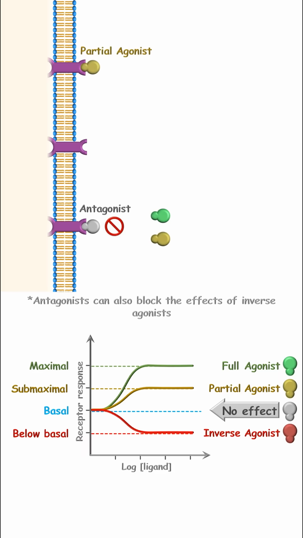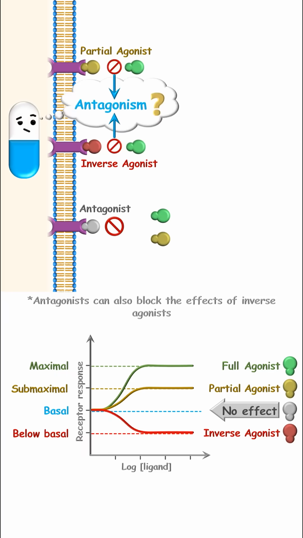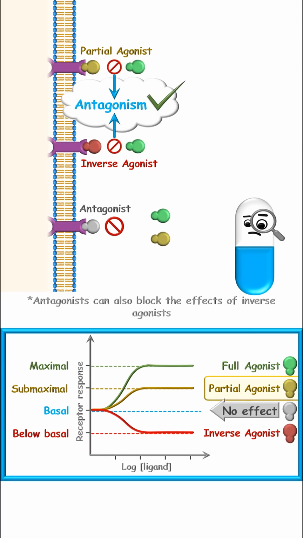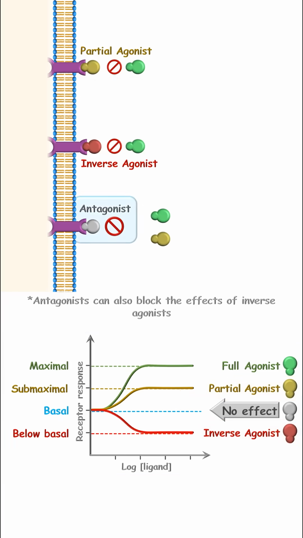But then partial agonists and inverse agonists can also prevent the effects of full agonists. So isn't this also antagonism? Yes, but as seen earlier, partial agonists activate the receptor above the basal activity and inverse agonists suppress basal activity. So the ligand that opposes the agonist but has no effect on basal activity is more appropriately termed a neutral antagonist.